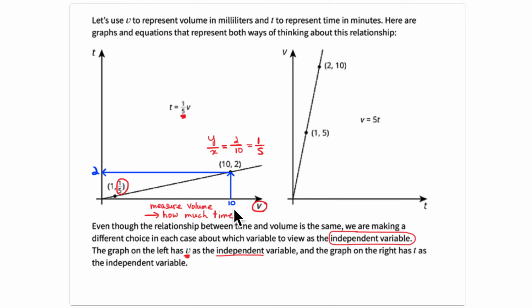So volume is the independent variable, 10 milliliters. Time is the dependent variable. It depends on the volume that you collect, 2 minutes.